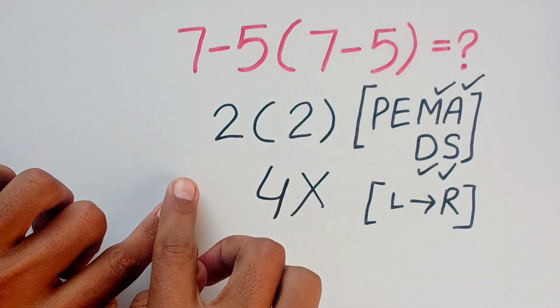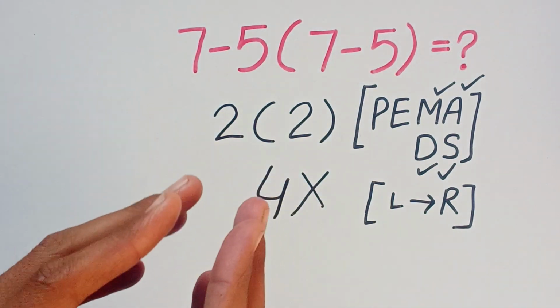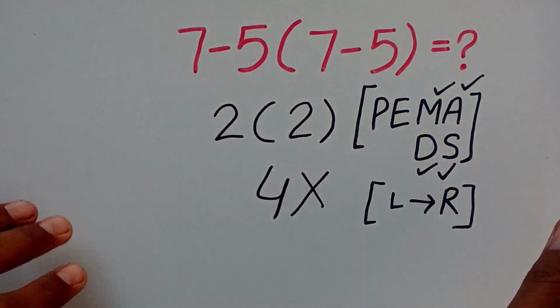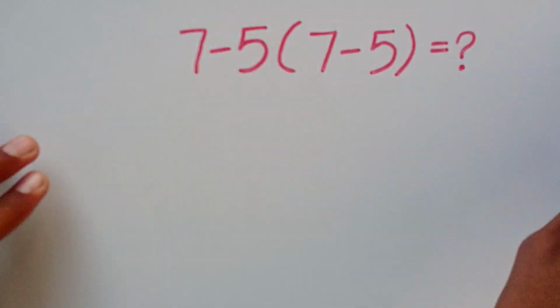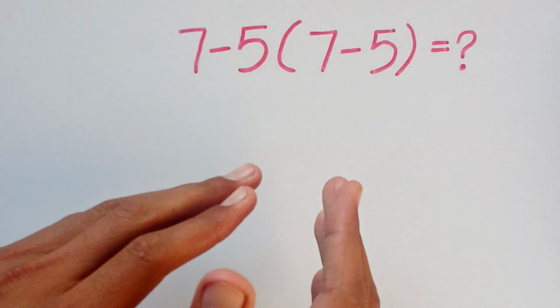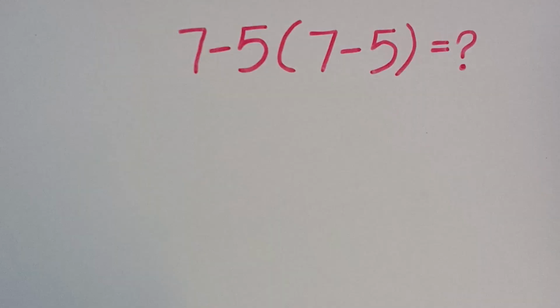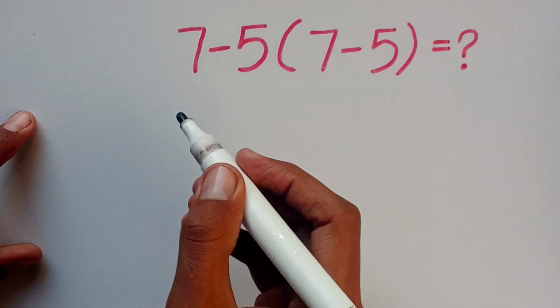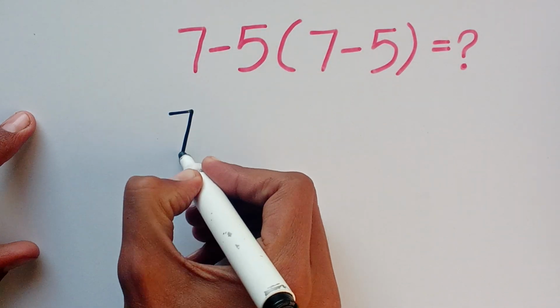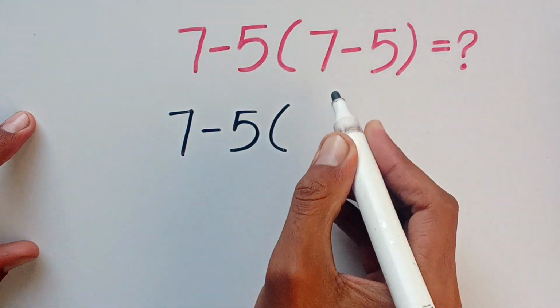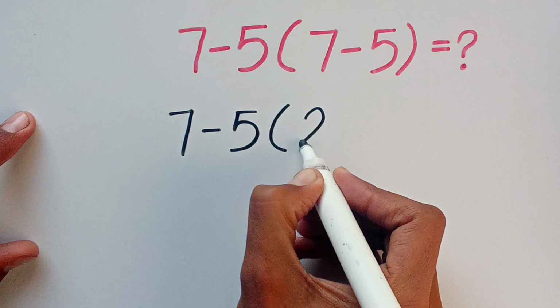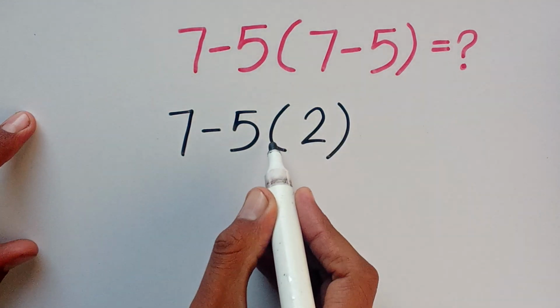Now I can remove all this wrong method and solve the question by the correct method. So I remove this wrong method. First of all, dear student, we solve this parenthesis and then we solve this multiplication. So I can rewrite 7 minus 5 (7 minus 5) equals 2.